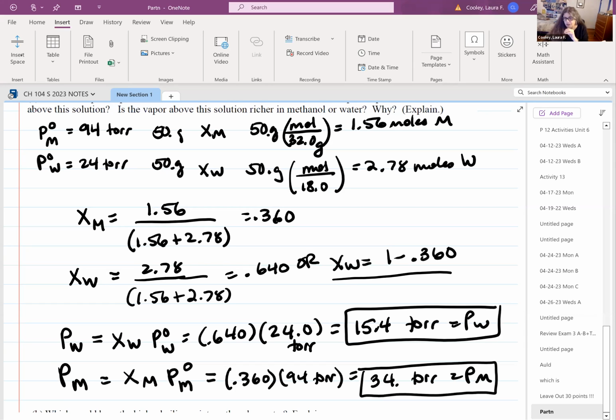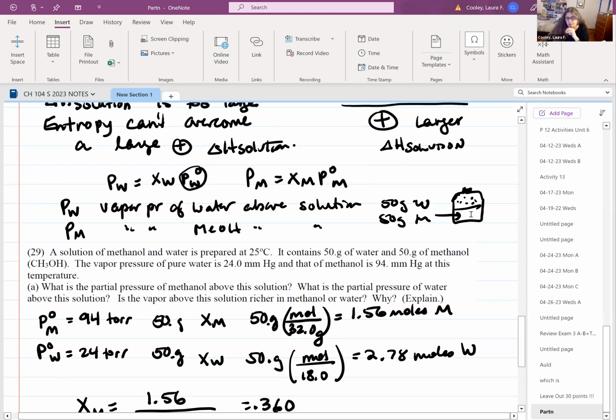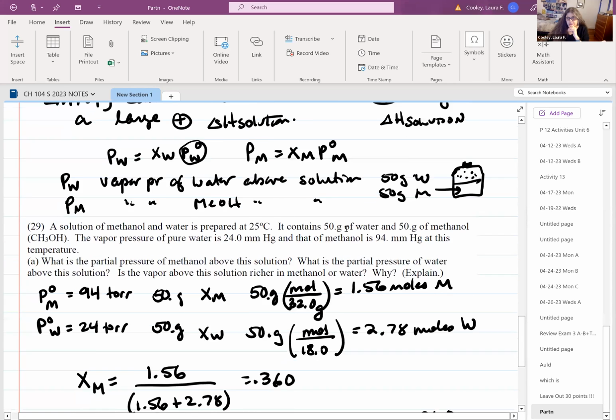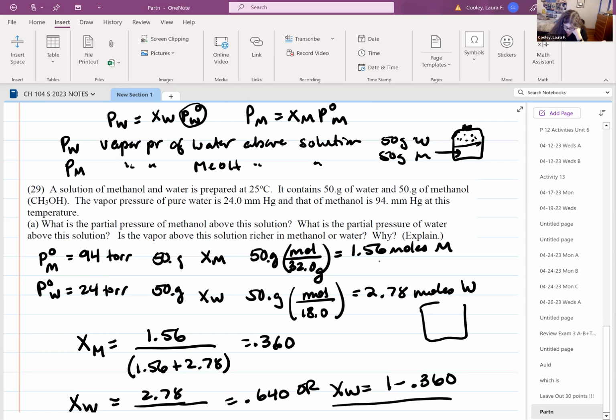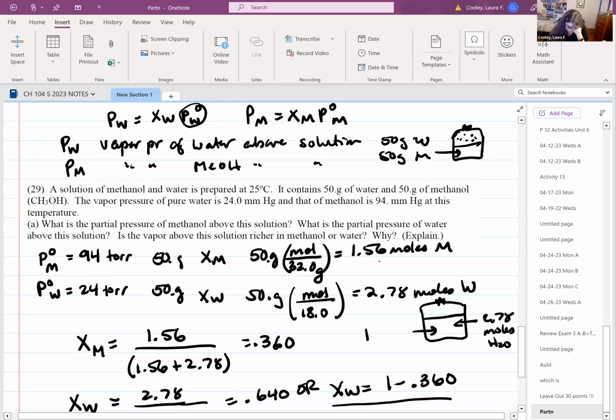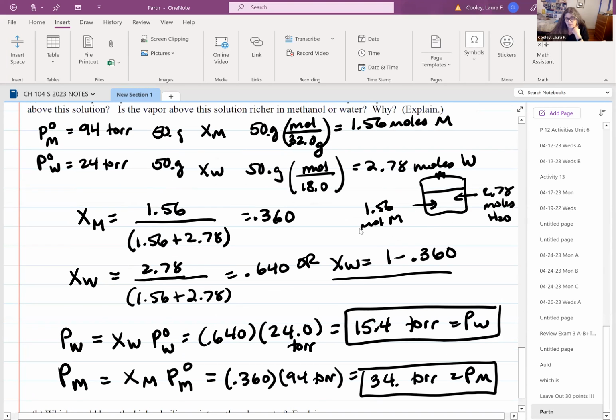So here's the thing, you have this mixture in the liquid phase. You have this mixture, 50 grams of each. And in fact, that's actually got more water in it per mole than methanol, right? So in the liquid part of it, you've got 2.78 moles of water and a smaller amount. Okay. But in the vapor above that, even though there's less methanol in the liquid, you have a lot more methanol in the vapor. And that's because methanol is more volatile.